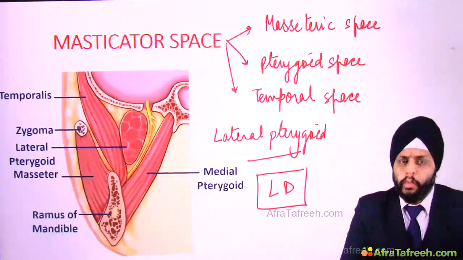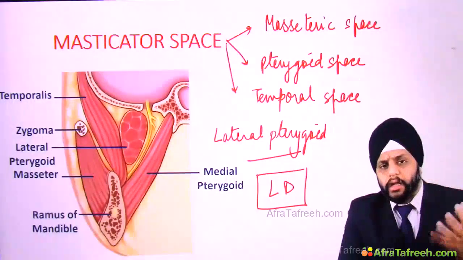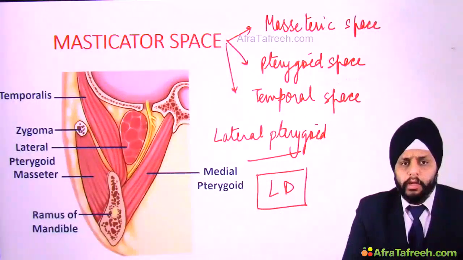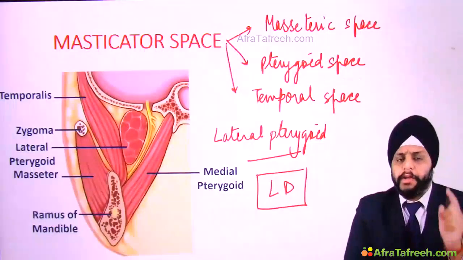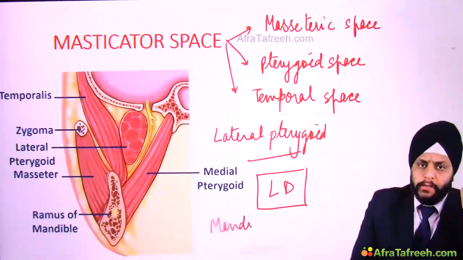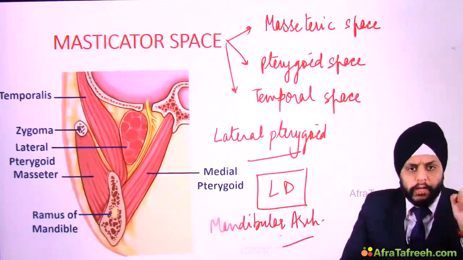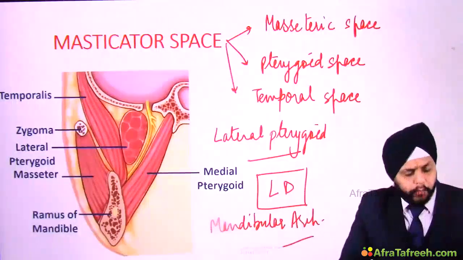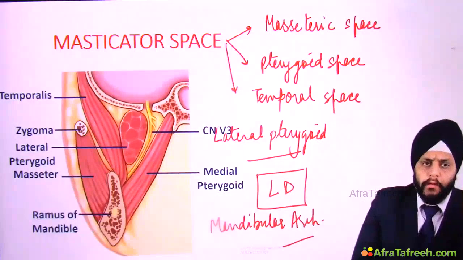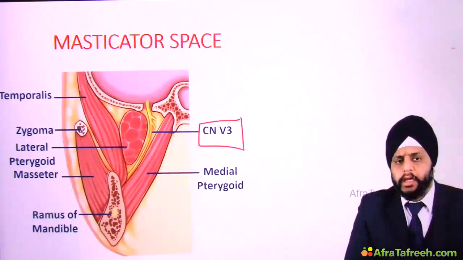The next question, what is the nerve supply? Remember the masticatory muscles. We discussed this in the earlier part, in the first topic, the derivatives of the branchial arches. All these masticatory muscles are derived from the first arch. What is the first arch? The first arch is the mandibular arch. So they are derivatives of the first arch, the mandibular arch. Therefore, all of them are supplied by the first arch nerve, that is the mandibular nerve, cranial nerve V3.